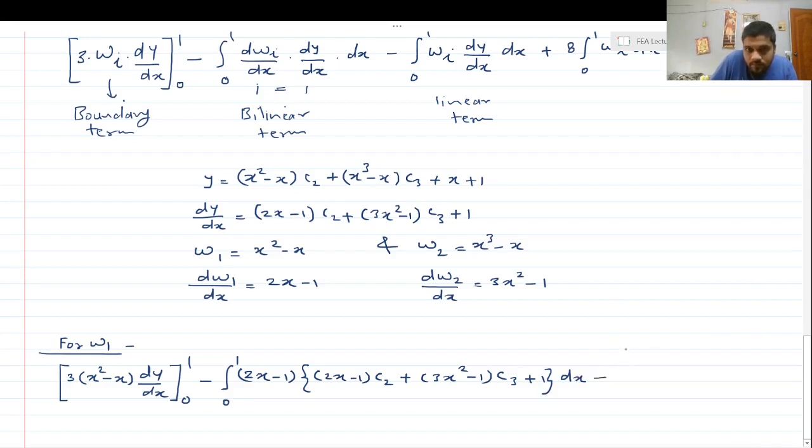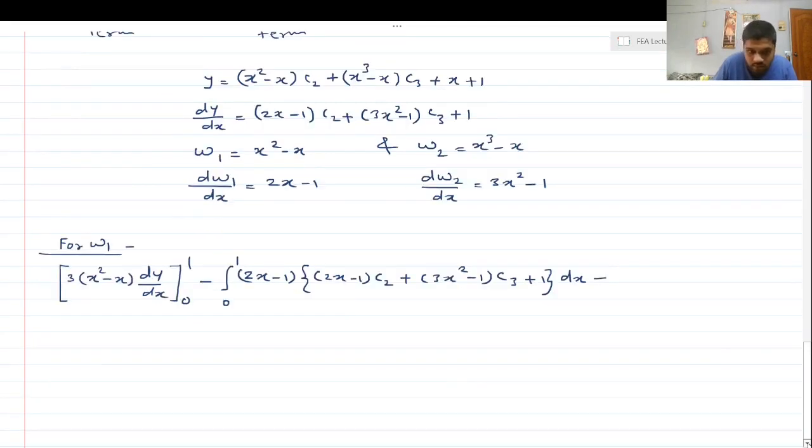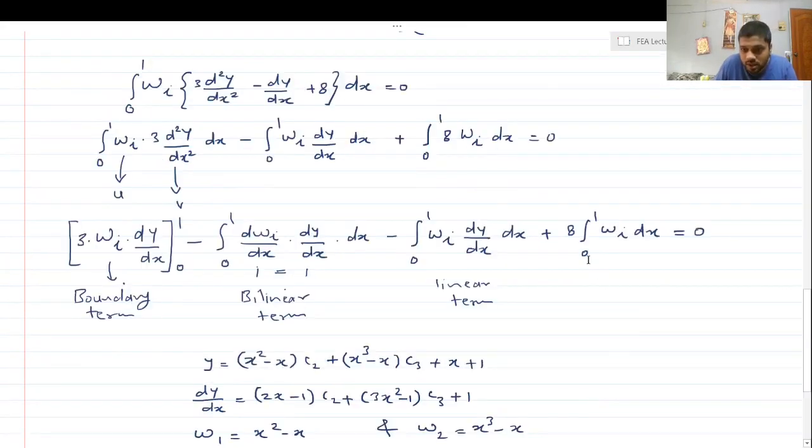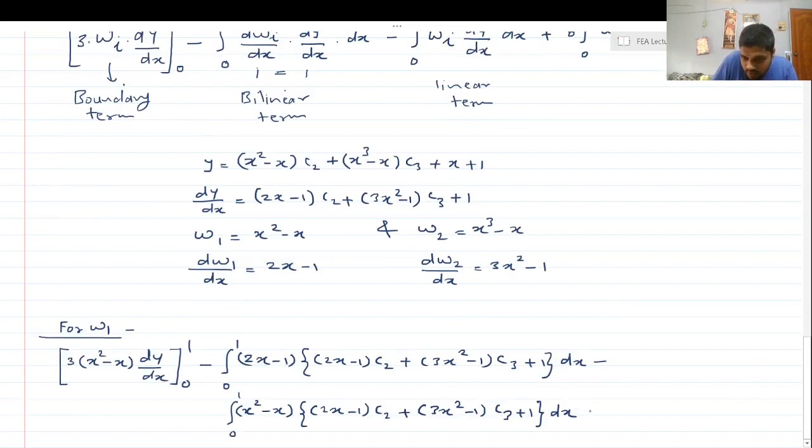Minus, I have this, I'll write it here, minus 0 to 1 W1, minus this W1 multiplied by dy by dx. What is W1? That is x square minus x multiplied by the same thing, that is 2x minus 1 c2 plus 3x square minus 1 c3 plus 1 dx, and then the remaining term, that is plus 8 multiplied by integration 0 to 1 W1 dx, that is x square minus x dx equal to 0.